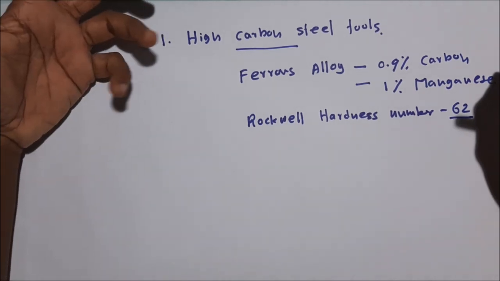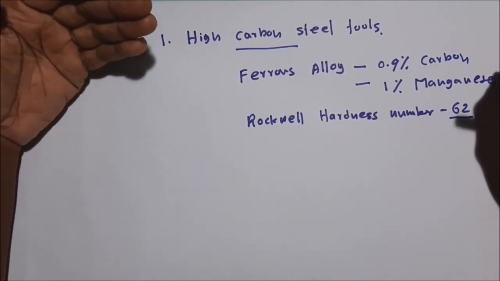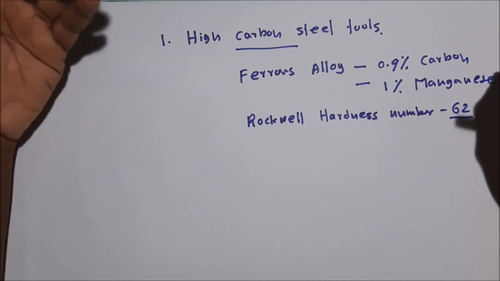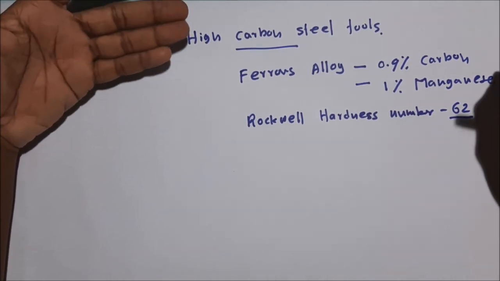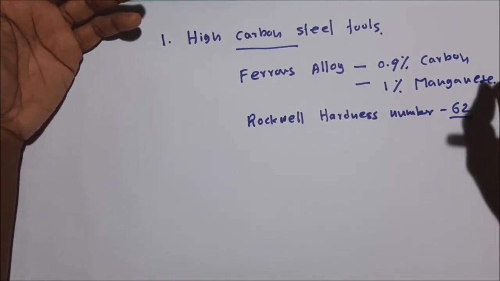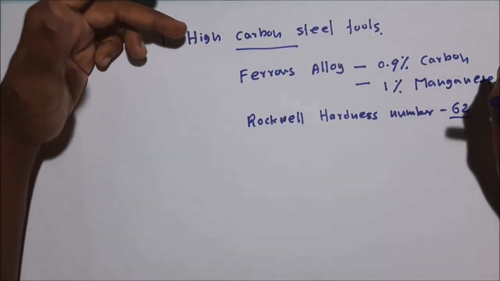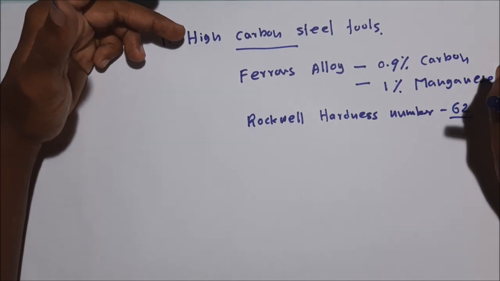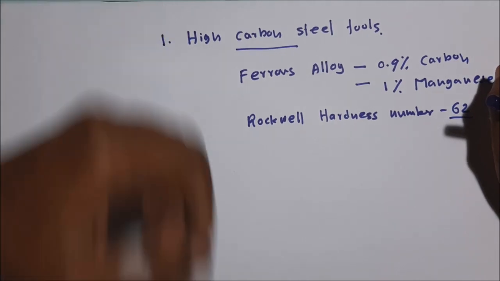Among the cutting tool materials we discussed previously, the toughest material is the high carbon steel tools. Even today, high carbon steel tools are used for machining. Still using.